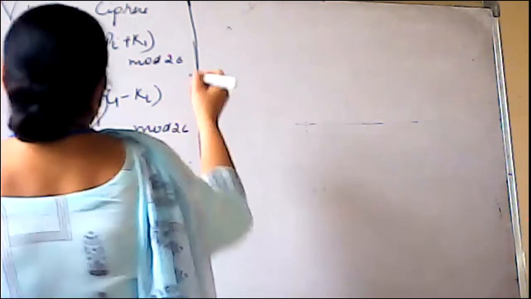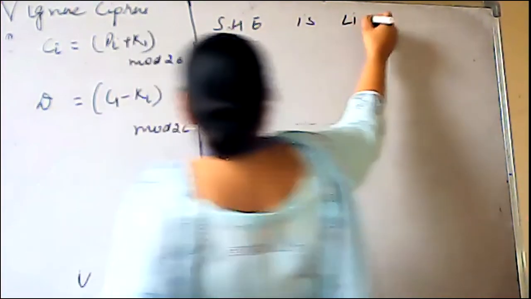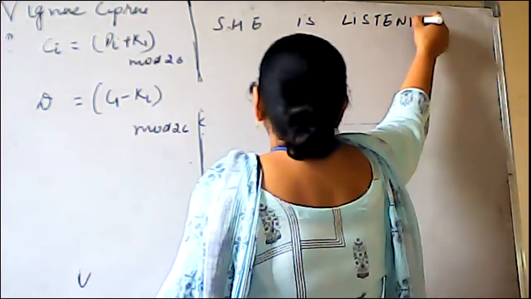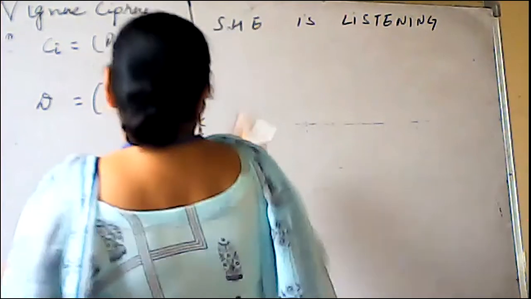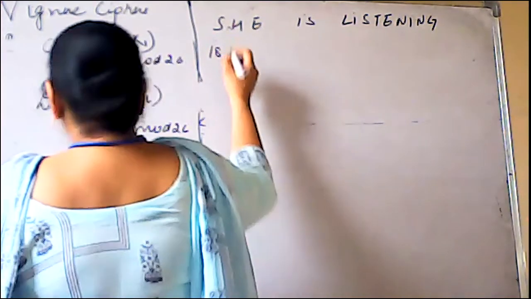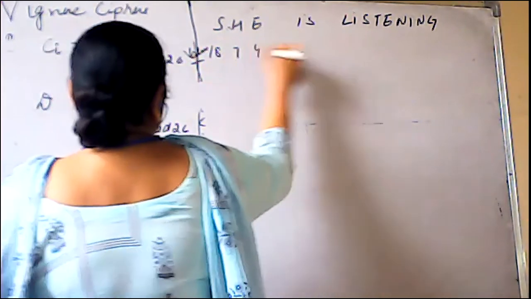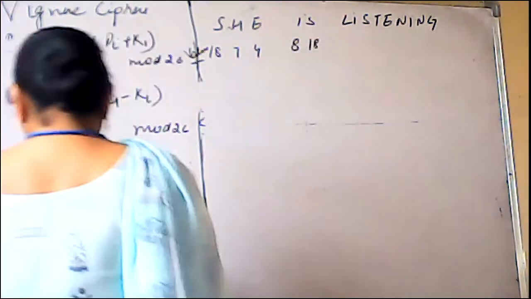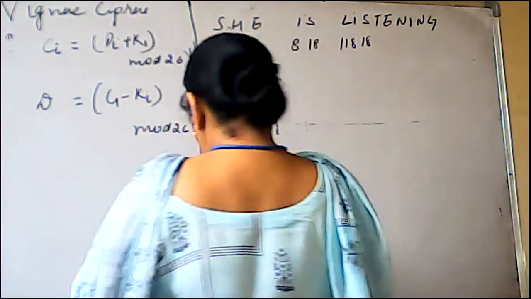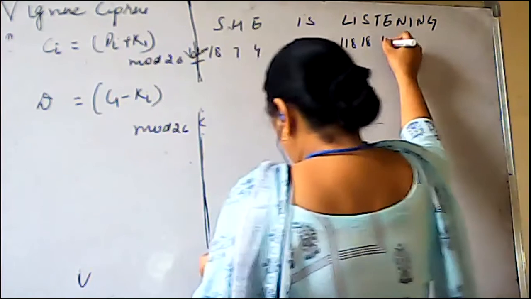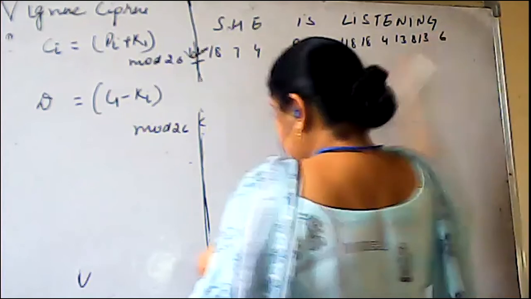I will do it for the word she. For example, this is given to you: she is listening. First encryption, then we will do decryption. So she, S comes at 18 position. So values you will decode. H is coming at 7. Then E is at 4, and G is at 6.